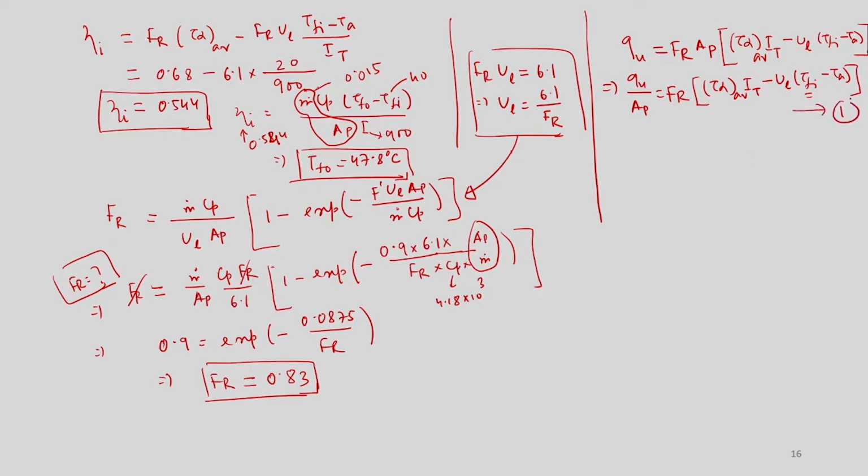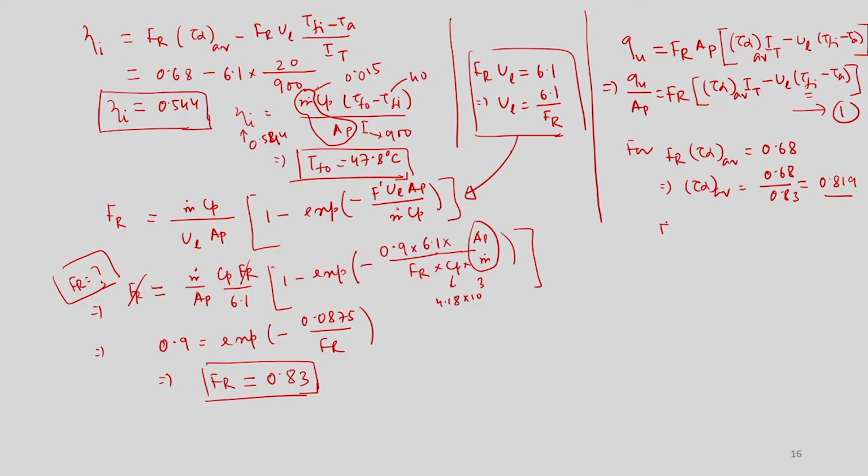And for FR tau alpha average, which is equal to 0.68, from here we can calculate what is tau alpha average. So, 0.68 divided by the FR value here, which is 0.83, will be equal to 0.819. And again we can calculate what will be UL.